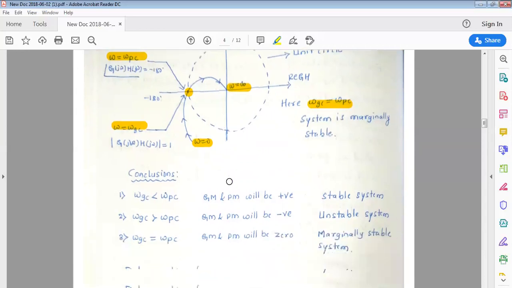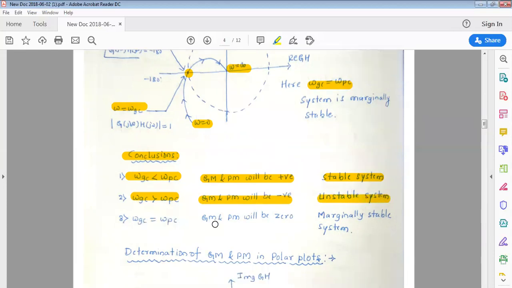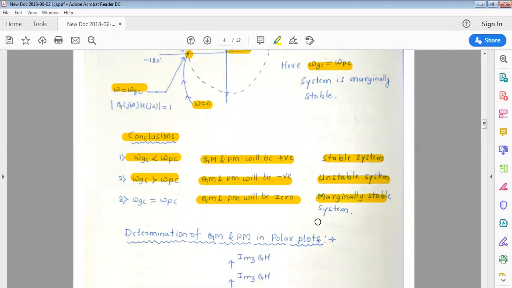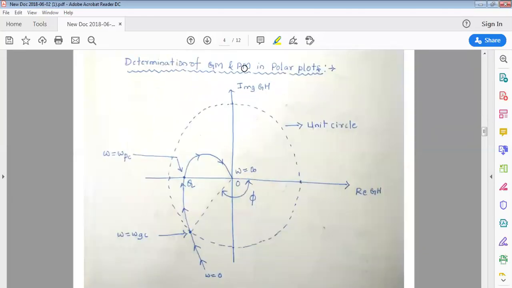All these three cases, case 1, case 2, case 3, are summarized in a simple table here. When omega GC is less than omega PC, gain margin and phase margin will be positive. The system will be stable. Second case, omega GC is greater than omega PC. GM and PM will be negative. The system is unstable. When omega GC is equal to omega PC, gain margin and phase margin will be 0. The system is marginally stable. So we'll look into how exactly you need to determine gain margin and phase margin. These are the two terms that will help you find system stability.